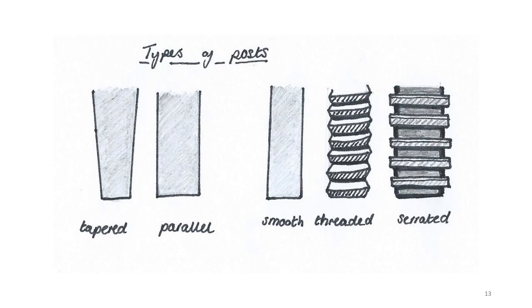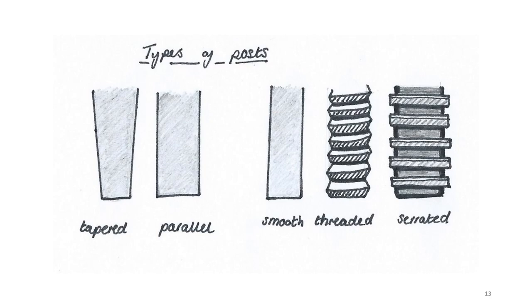In order to combine the advantages of both posts, the combination post was developed. Here the coronal portion will be parallel, which fits the canal shape in its widest dimension, whereas the apical portion will be tapered, which can completely conform to the canal shape in the apical portion. This is one type of classification.